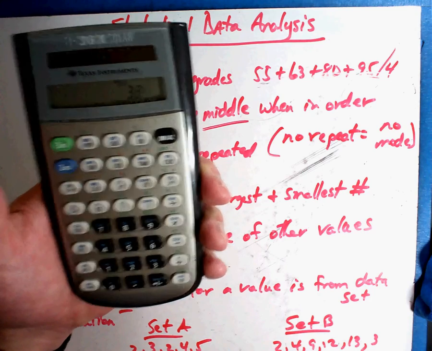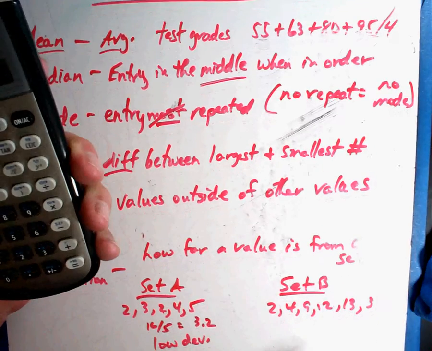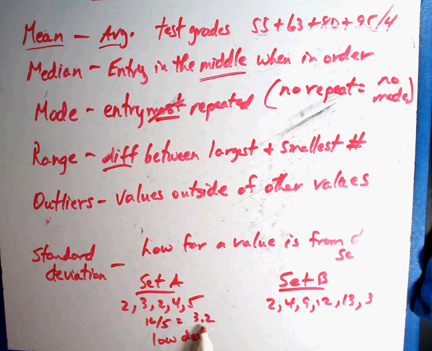How do I know that? Well, I know that because the 3.2 is right in the middle. It's right in the middle of all the numbers that I see.